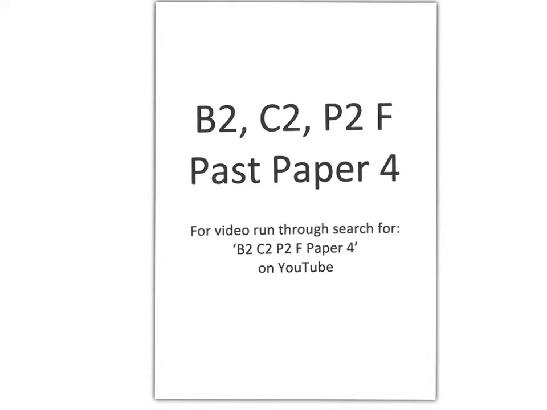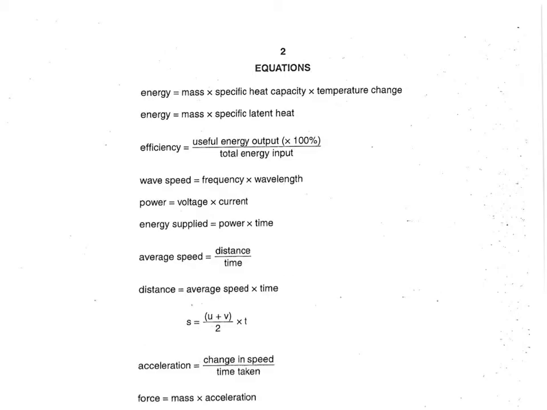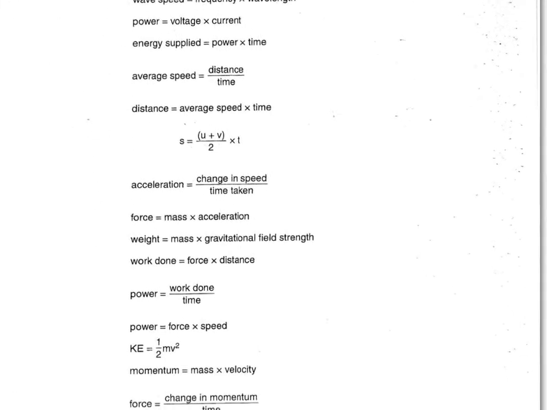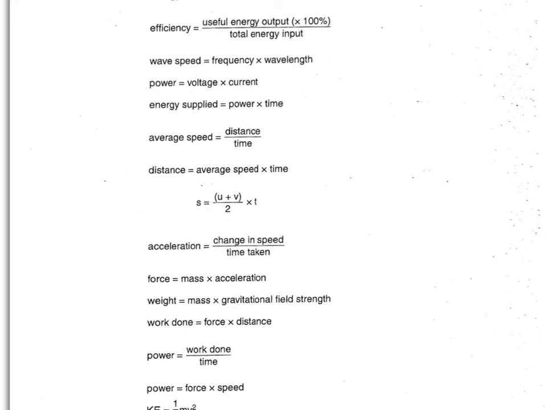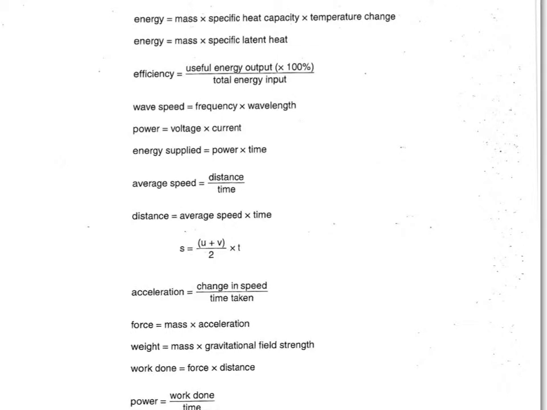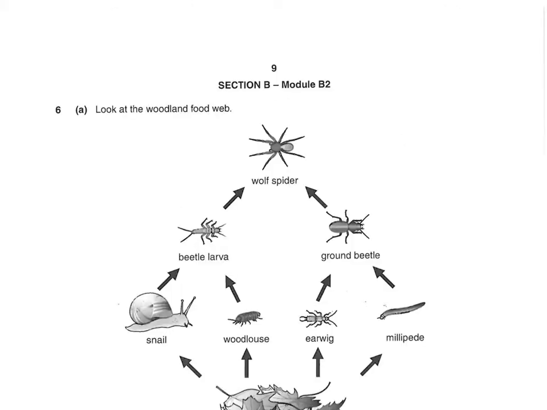Hi everyone, so this is the B2C2P2 Foundation Past Paper 4 run through. Remember you have all these equations in front of your booklet, so please use them, particularly in the physics section. But the first question is on food webs and biology.